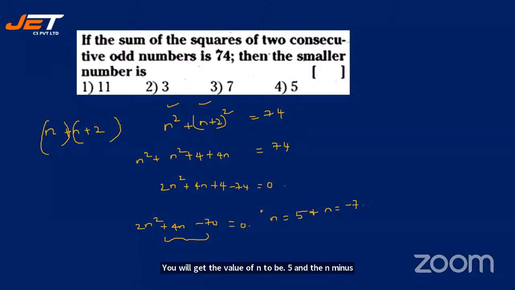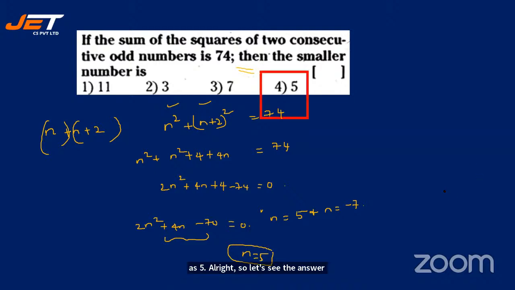So they are asking the sum of squares of two consecutive odd numbers, then what is the smaller? Okay, so since it is a positive number, we are taking n as 5. All right, so let's see the answer. Yes, the answer is 5, option 4. Is it okay? All right, let me see how many have given me the right answer. Many have worked it out. Working out is not required. I'm working it out for you, isn't it? So you just have to give me the option whether it is 1, 2, 3, or 4. Or if possible, give me the value of n. All right, let's see.